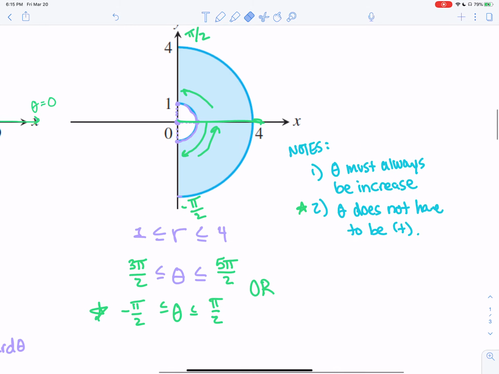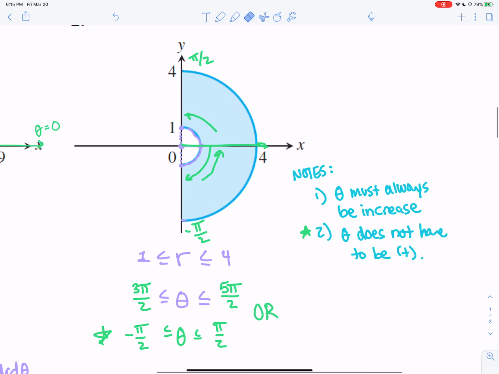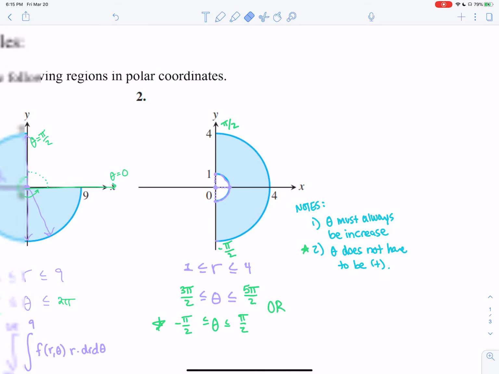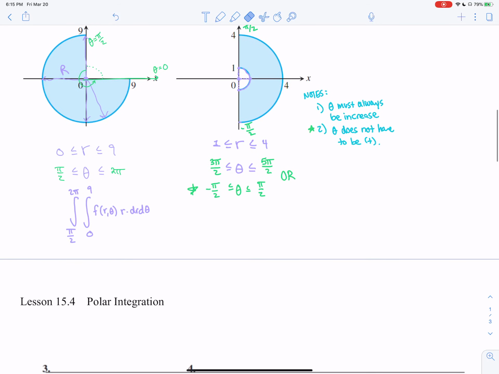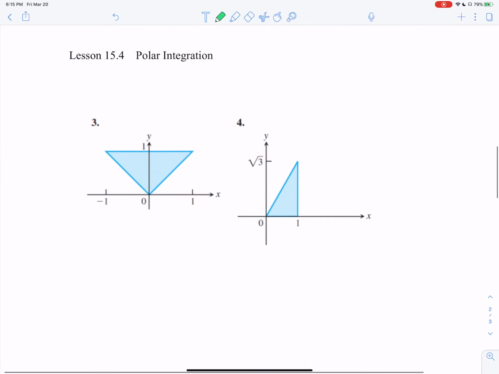What you could not do, though, is what I said. You could not do 3 pi halves to 2 pi, or 3 pi halves to pi halves, right? That one is not valid. Okay, cool. So that's number 1 and number 2, and you can try setting up the integral on your own for that region. Now let's look at number 3 and number 4.